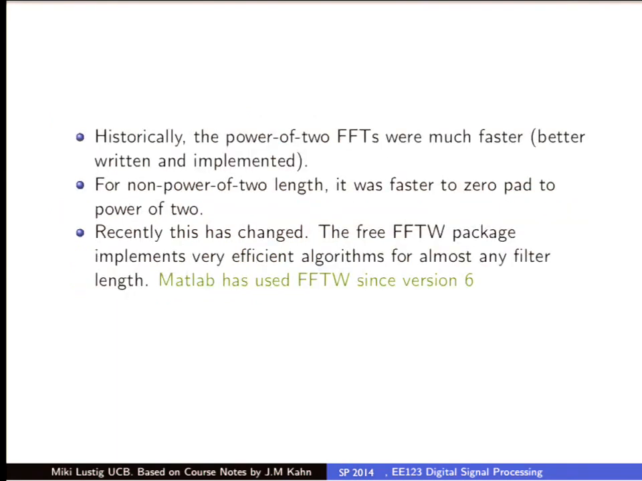Now, historically, people thought that power of 2 FFTs were just faster. And the reason was just an implementation. People just implemented them very efficiently. Somebody really sat at the computer, realized how the cache works, and implemented all this stuff and made sure that it works. And for non-power of 2, they just zero pad.